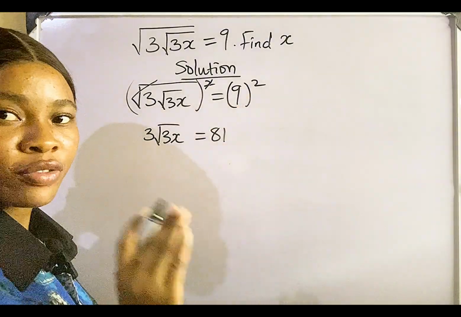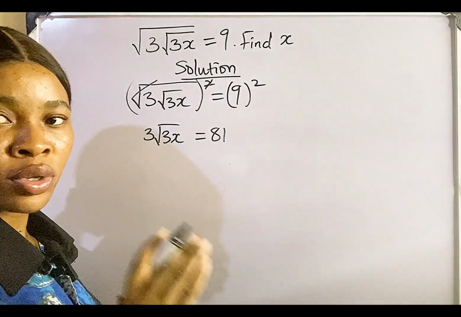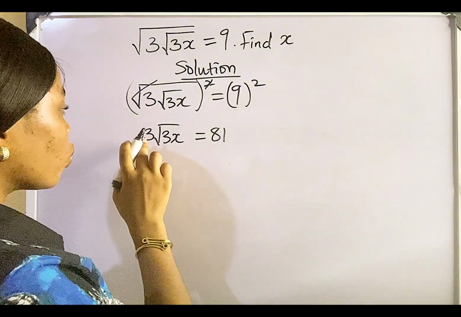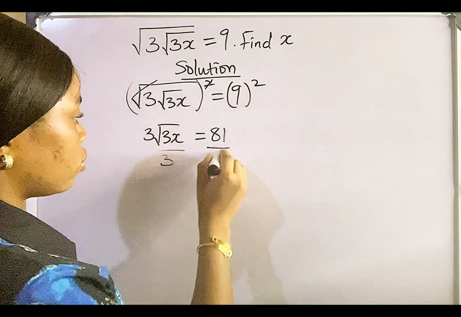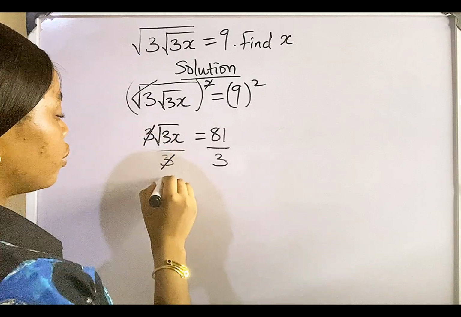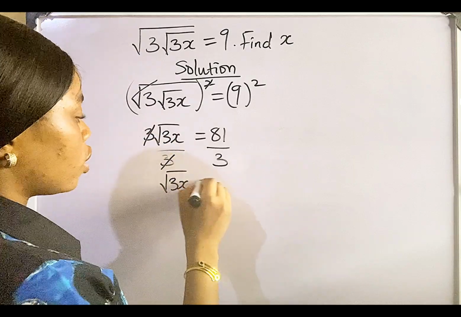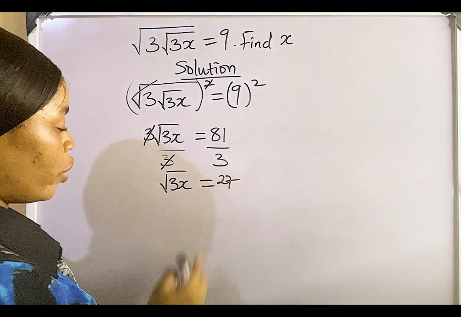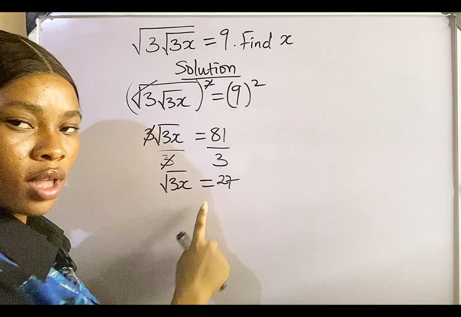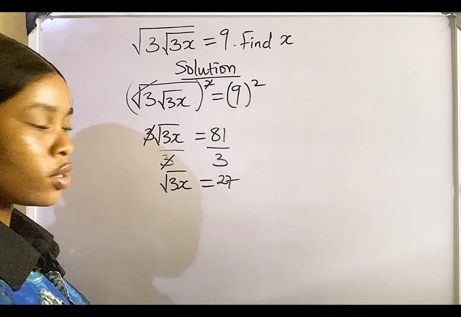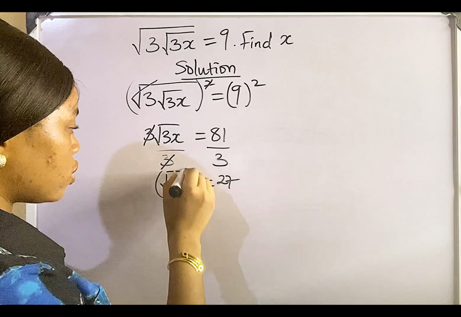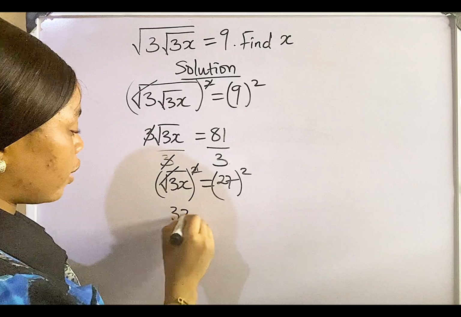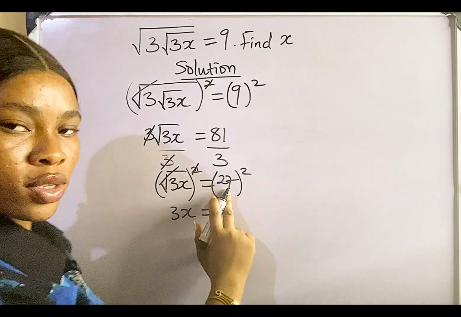Now remember, we are looking for x in this question, so we are doing everything possible for x to stand alone. So the next thing to do, we divide through by 3, so that 3 cancels 3, we are left with root 3x equals 81 divided by 3, that's 27. Now we are left with square root of 3x. Now what do we do again? We square both sides to get rid of the square root, so the square cancels the root, and we're left with 3x equals, now this is 27.